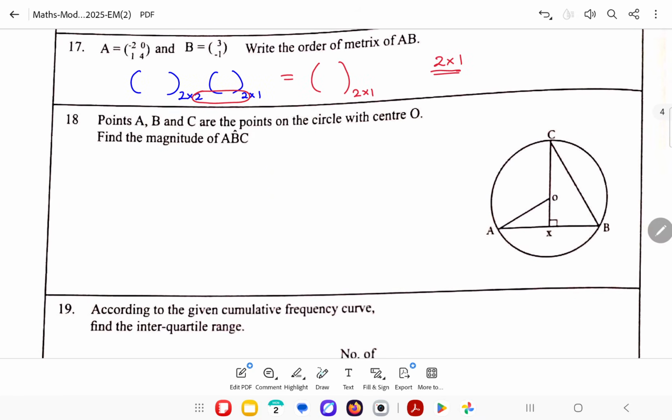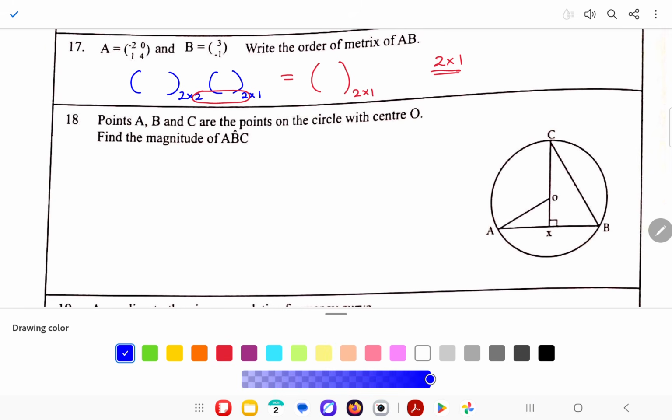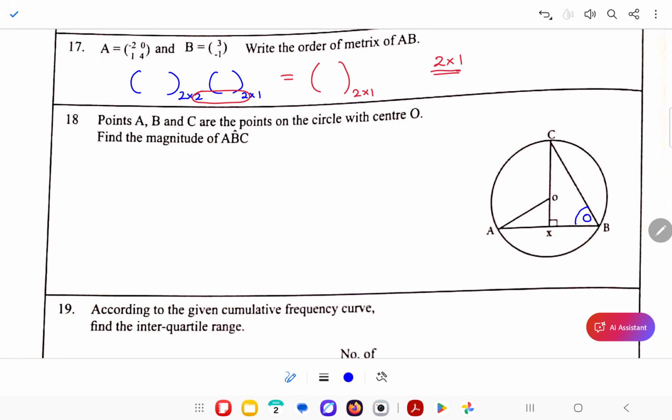Then let's look at question number 18. Points A, B, C are the points on the circle with center O. Find the magnitude of angle ABC. So this angle, let's say theta, we need to find that. So O is the center, so OA and OC are the radius, so these are equal. So this angle has to be 2 theta, no? Angle at the center, no? What else do we know?